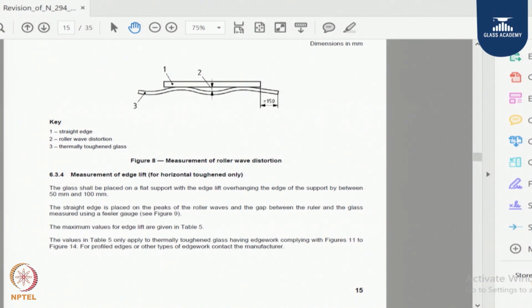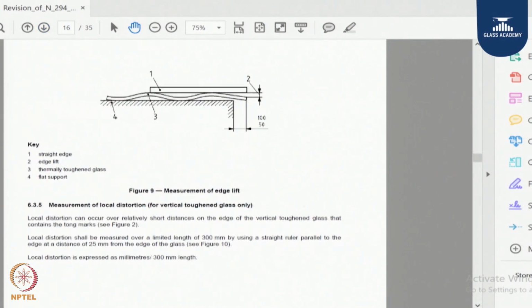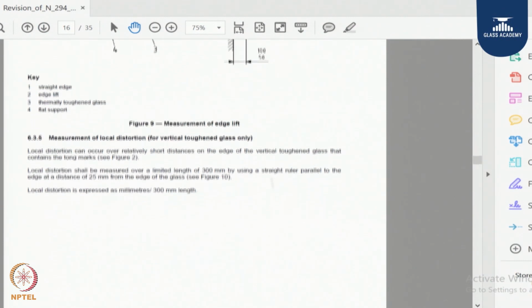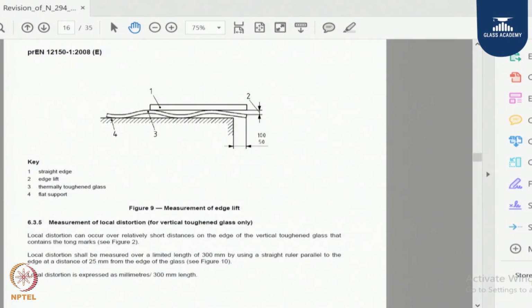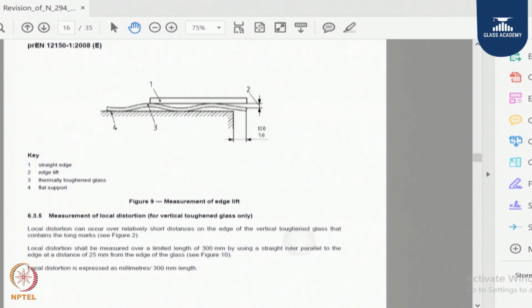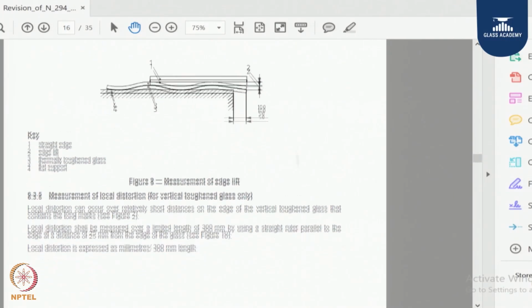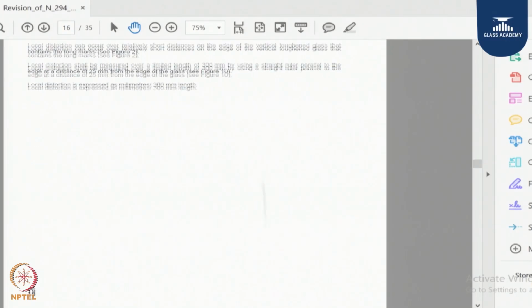Next is the edge lift. This is how the edge lift occurs. Edge lift is nothing but the distortion we get on the edges. You can see in the figure there is a curl or dip on the edges, which is measured by leaving 100 to 50 mm on the edges.